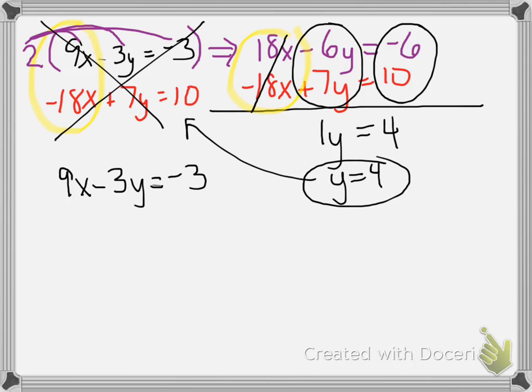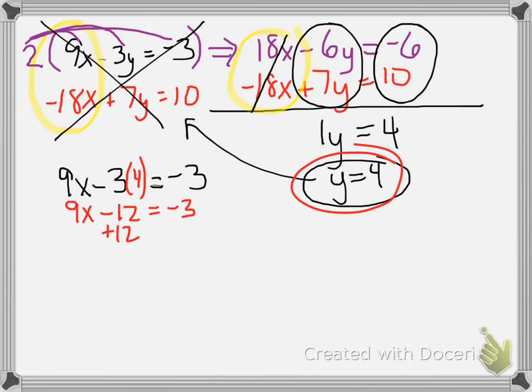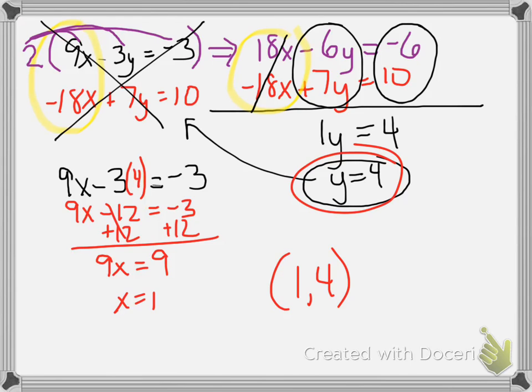Okay, so I'm going to take the y, erase it, and put this 4 in here and solve for x. So I get 9x minus 12 equals negative 3. Add 12 to both sides. I get 9x equals 9, and x equals 1. So I think that the point where they cross, if I was to graph them, is (1, 4). If that's true, (1, 4) is the only point that makes both of them true.